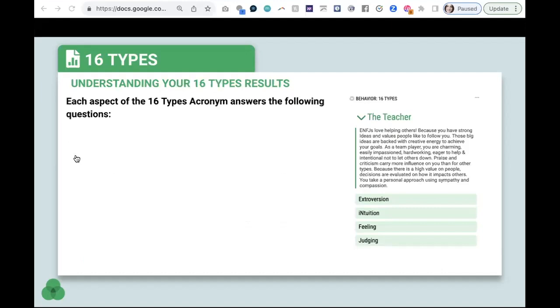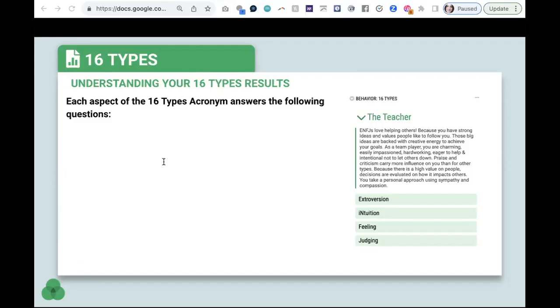So how do you decipher your 16 types results? This is a little bit like train the trainer, right? If you're going to help someone decipher their 16 types results on Cloverleaf, you have the advantage of seeing your own results, but also looking at your team results. So I'm going to be popping in and out of Cloverleaf as well.